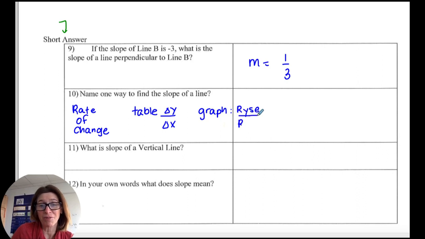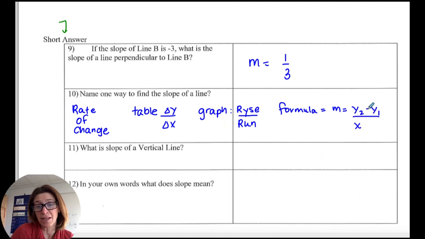Notice I'm spelling that wrong because you go up and over or down and left. You can use a formula, which would be m equals y2 minus y1 over x2 minus x1. Now, remember, that's actually just a change in y over change in x. Change in math means subtract, okay?